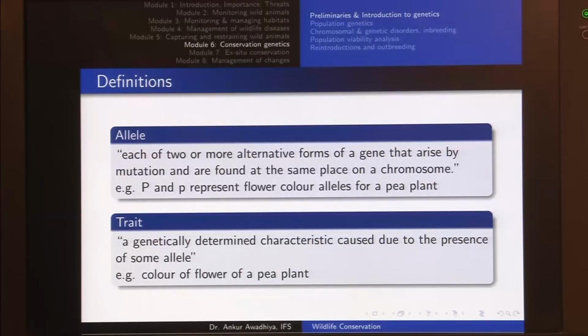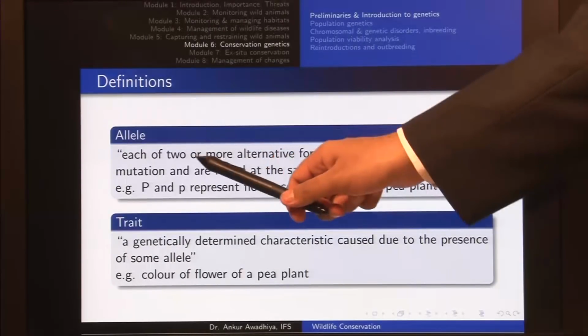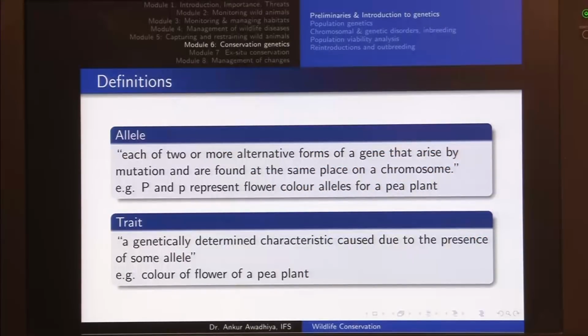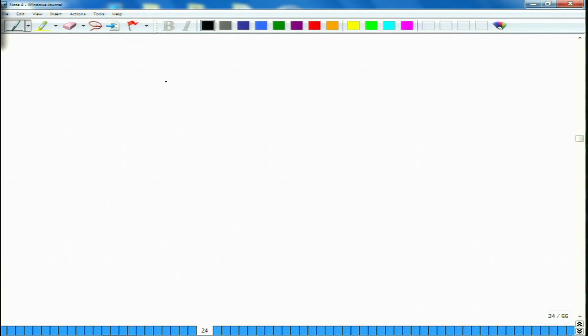So what we are saying here is that an allele is each of two or more alternative forms of a gene. So when we are considering, say, the gene for the height of a human being, so let us say height.